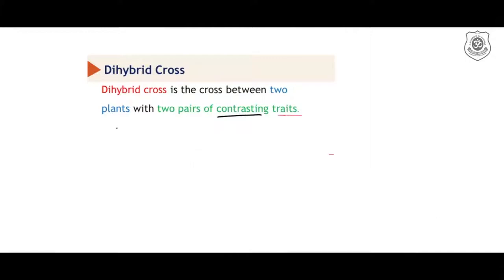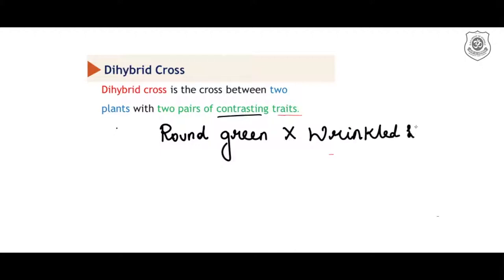Here, in this experiment, we are crossing two pea plants. One could produce the seed which is round in shape with green in color. This parent is crossed with another plant which is wrinkled in shape with yellow color. So we are crossing round green with wrinkled yellow.